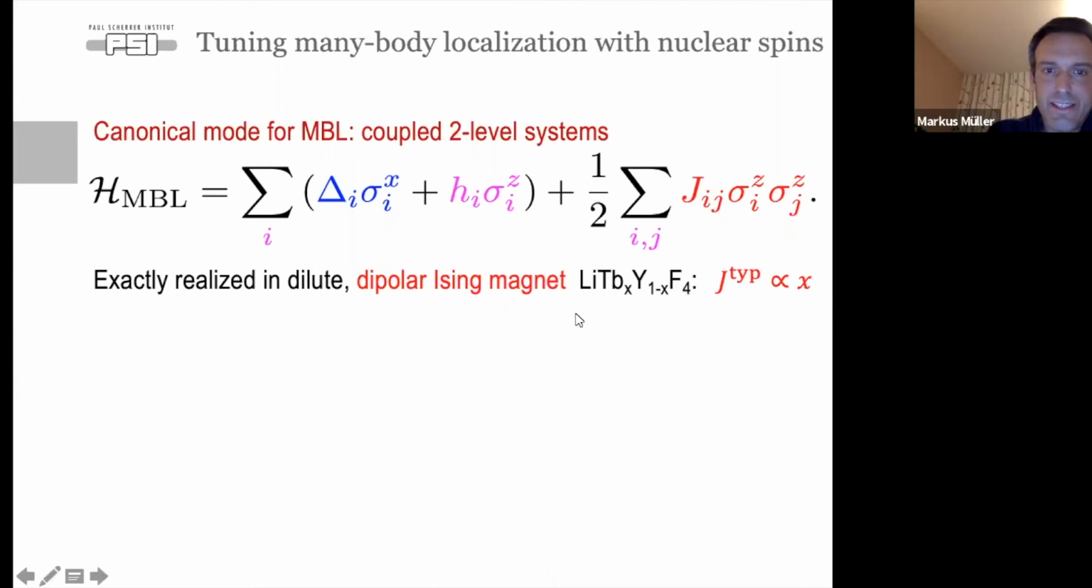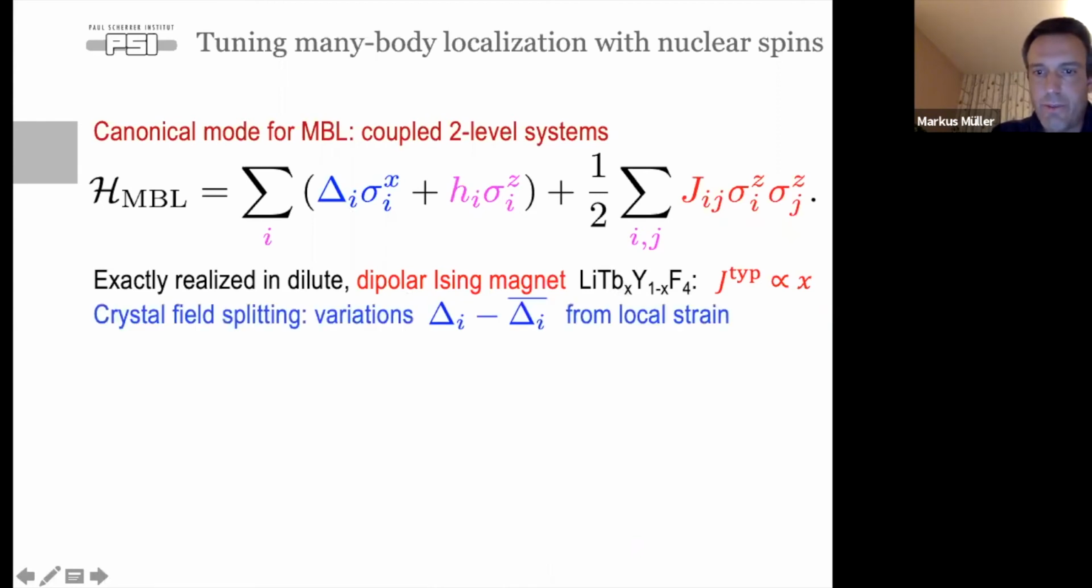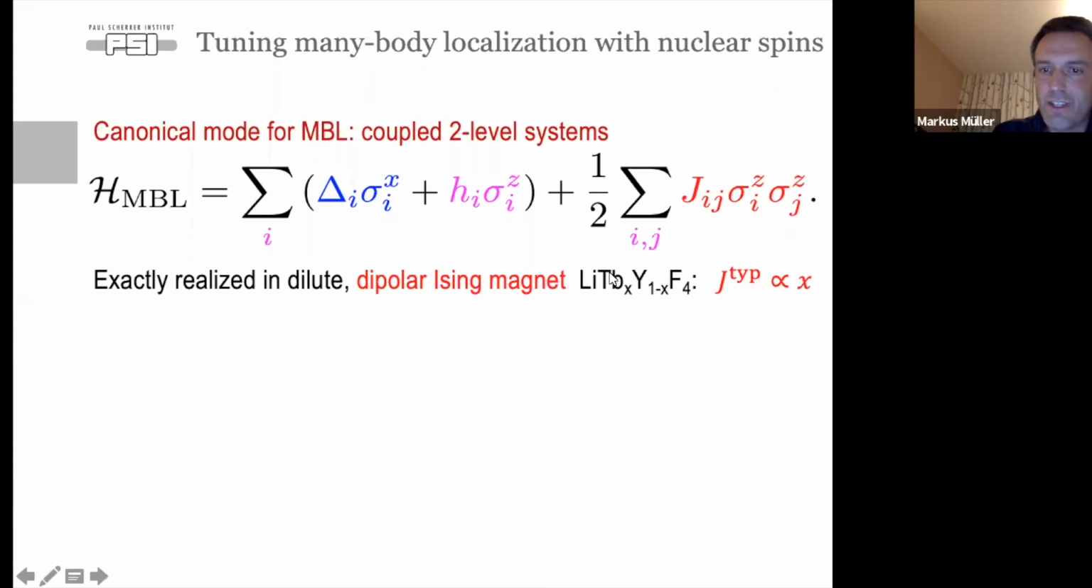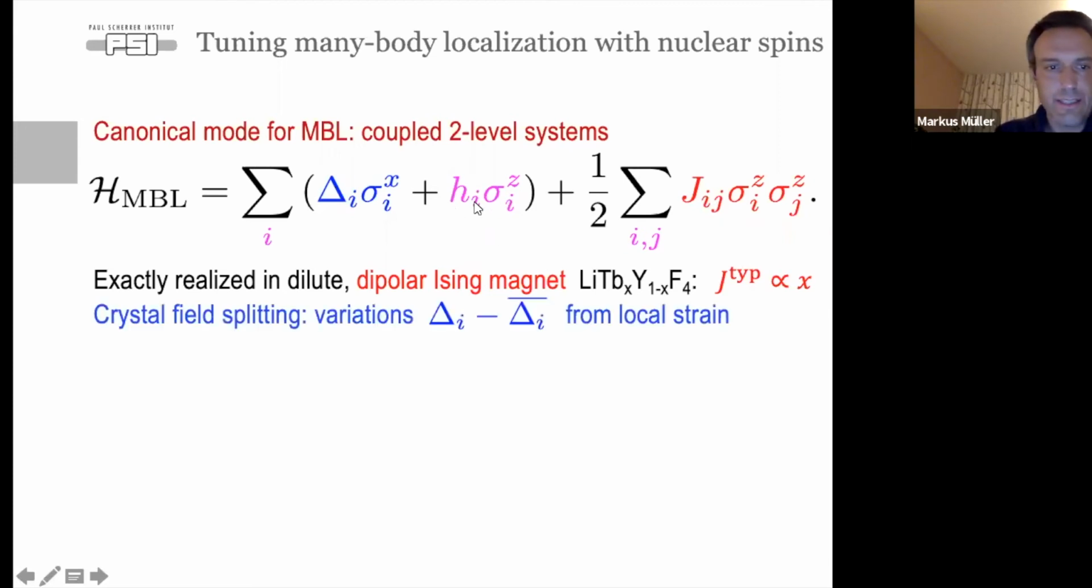Now it turns out that this kind of model is exactly realized in the dilute dipolar Ising magnet with, instead of holmium here, you take terbium. If you remember from the beginning, the terbium has a level structure that is a slightly split doublet. So it has a crystal field splitting, which however is very small. It was only 1.3 Kelvin. And then it has dipole-dipole interactions between these near doublets, which is proportional to the concentration of terbium because it's dipolar interaction. And then there is disorder here, and the disorder has an interesting structure.